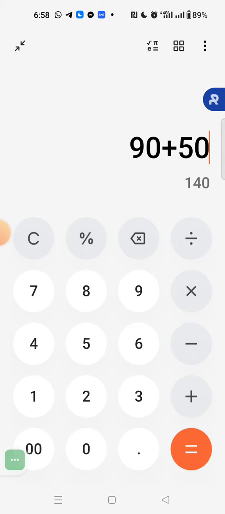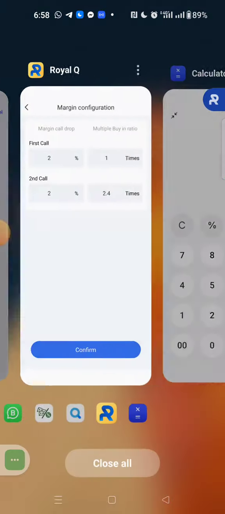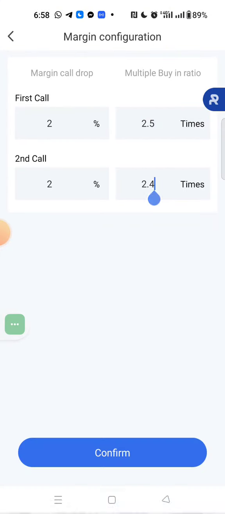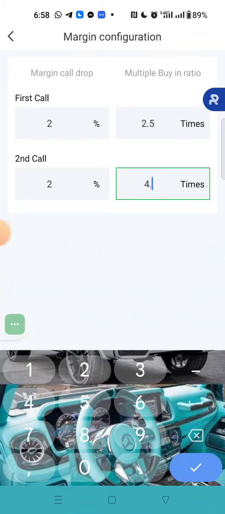So I have 140. I think it was 166 minus 20, 146. So I might say the second one, let it be 4.6 times 20, 92. Okay, 4.8, 96. All right, so I will come here. I'm now using the double up 2.5. Then here I'll put 4.6.